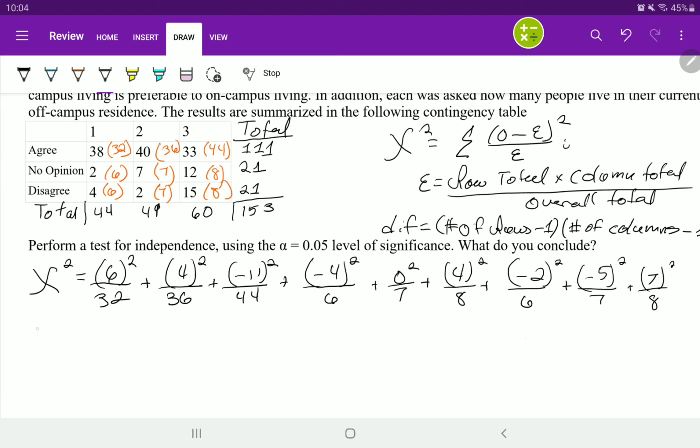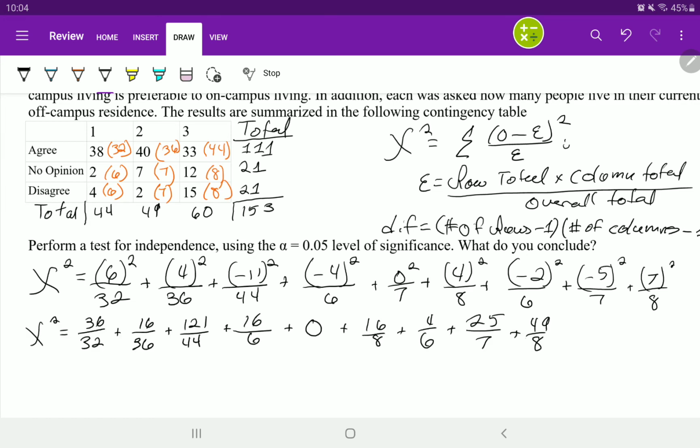After that, we're going to square the tops. After we square the tops, as we did here, we're going to divide each of these, and round to 3 numbers after the decimal. Let's go ahead and do that. I'll do the first one. 36 divided by 32 is going to be 1.125. And I'm using my calculator. 16 divided by 36, round to 3 numbers after the decimal, 0.444. Continue the process.